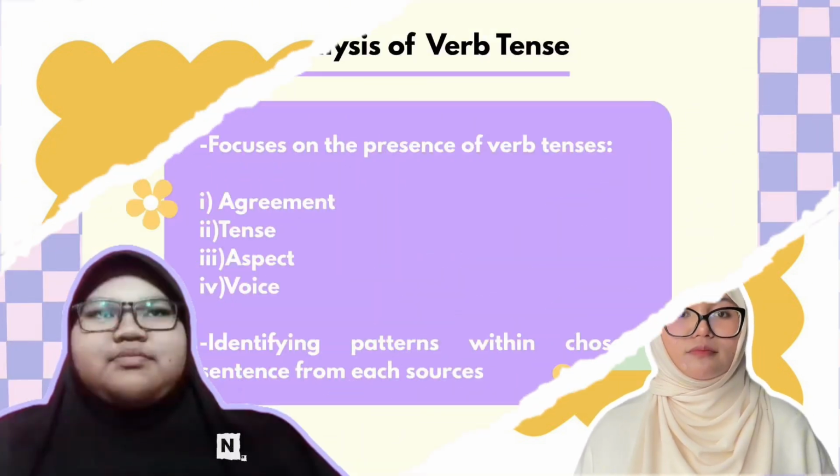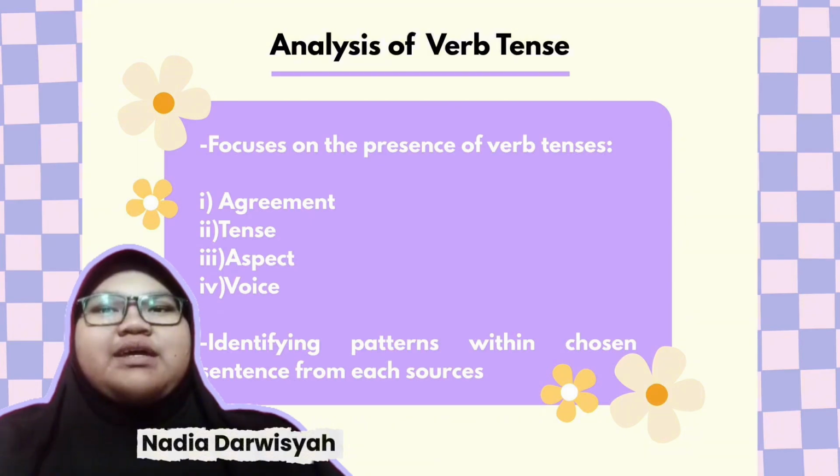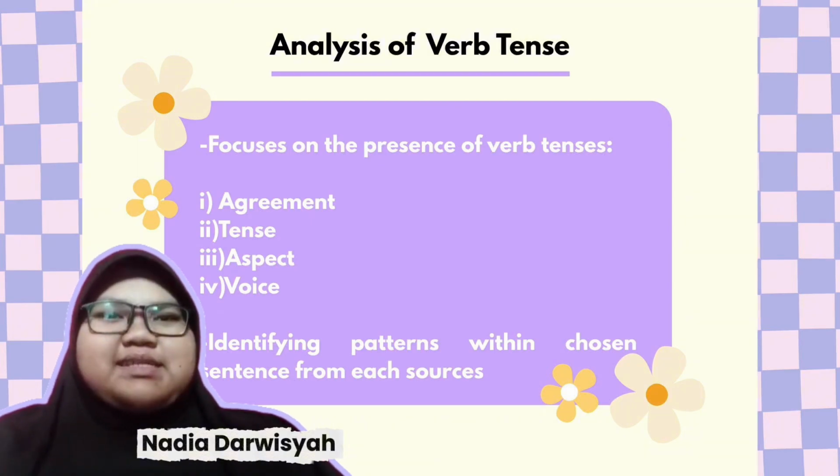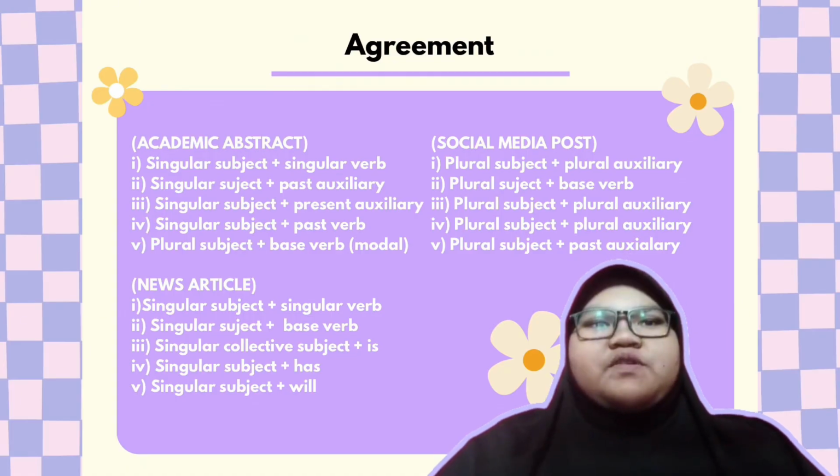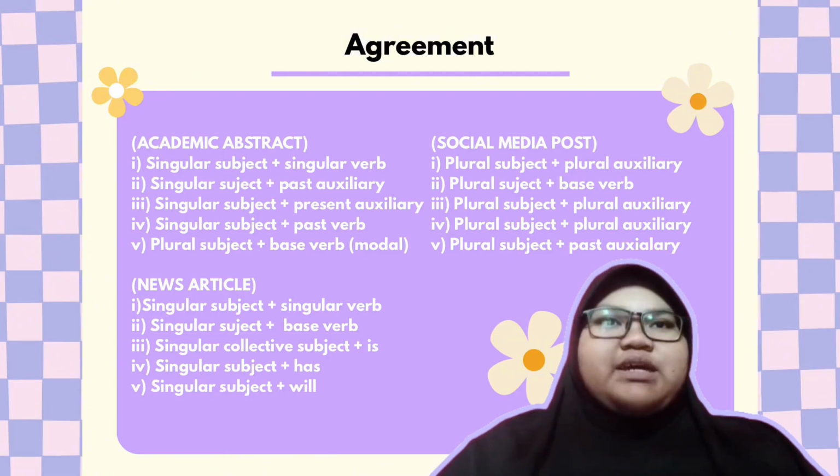communities. This section of the vlog is to highlight the verb tense analysis from the 3 cited sources. First and foremost is agreement. Agreement in grammar is when a verb is compatible with the subject, be it in gender, person, or number. In the analysis, it can be observed that in the academic abstract, singular subjects are far more common than plural subjects with the ratio of 4:1.